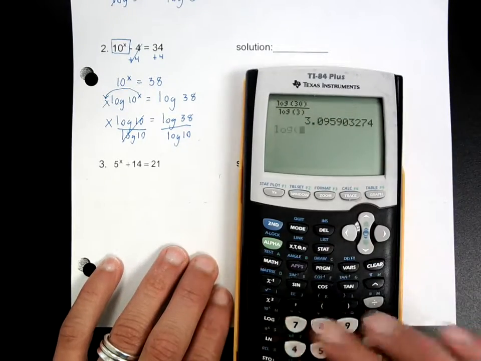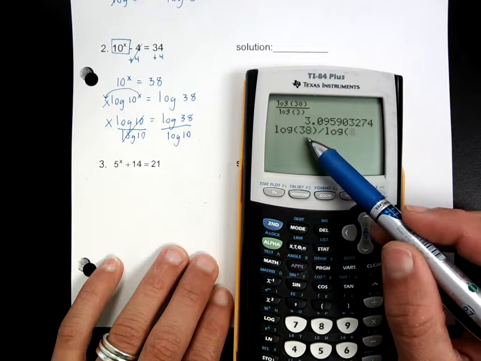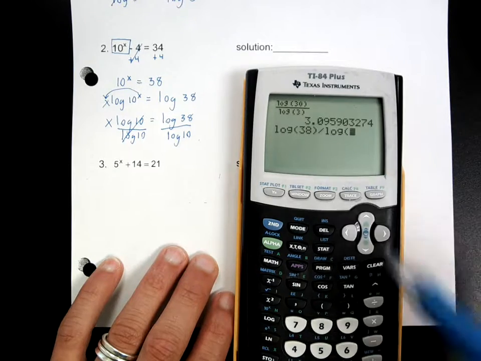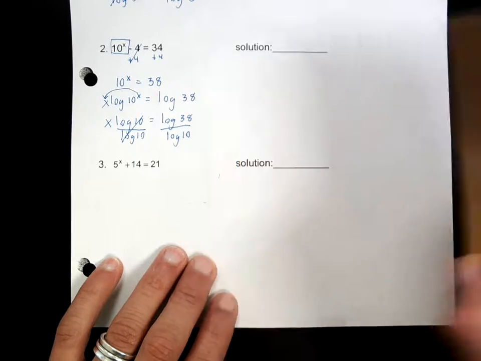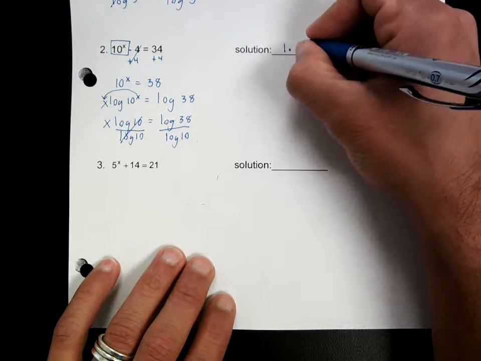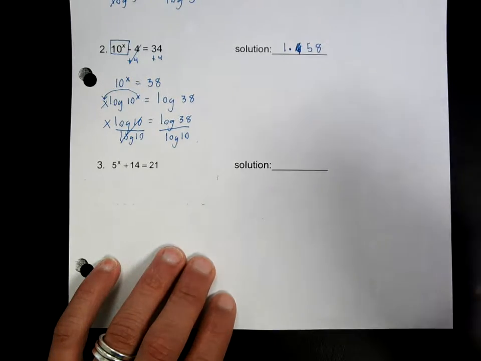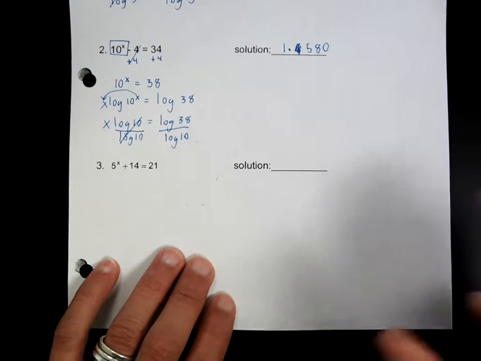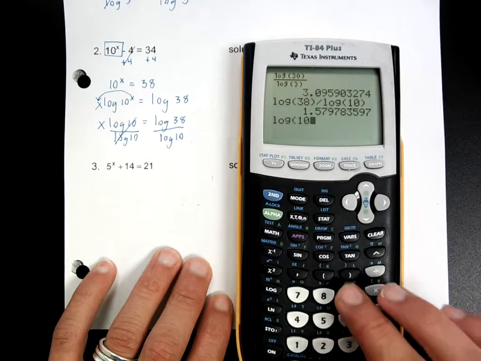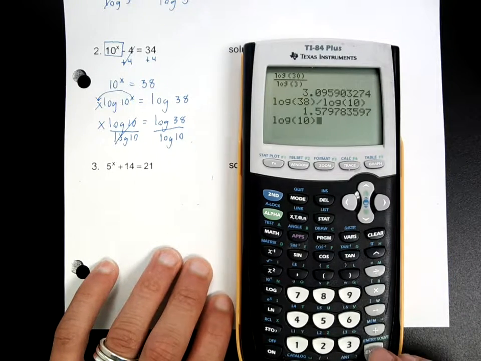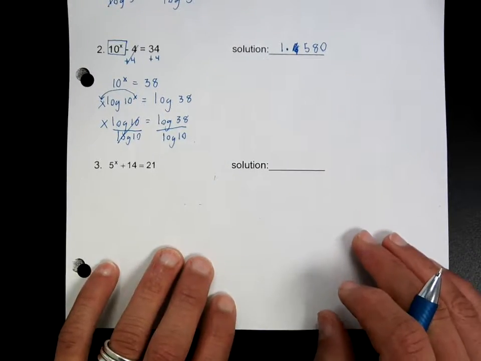If I write log of 38 divided by log, and make sure you close the parentheses if you're going to write it like this, that gives you 1.579, or 1.58 if I'm rounding to 3 decimal places. And again, one more time, if you don't understand what I was saying, log base 10 of 10 actually cancels, so that's equal to 1. That'll become useful, hopefully, in pre-cal for you.